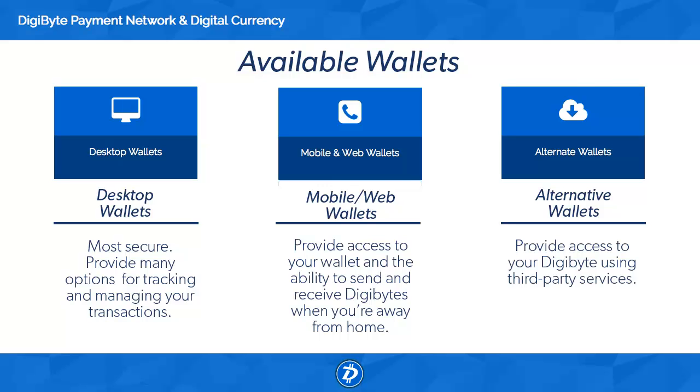Let's examine the benefits of each of the three main categories of Digibyte wallets. The desktop wallets, or core wallets, are the wallets that you download and install on your computer. These wallets are the most secure options, and they provide a wide range of features for tracking and managing your Digibyte transactions. Mobile wallets for both iOS and Android give you the ability to use Digibyte when you're away from home. Like the mobile wallets, the web-based wallets also give you the ability to access your Digibyte and send and receive transactions when you're away from your home computer.